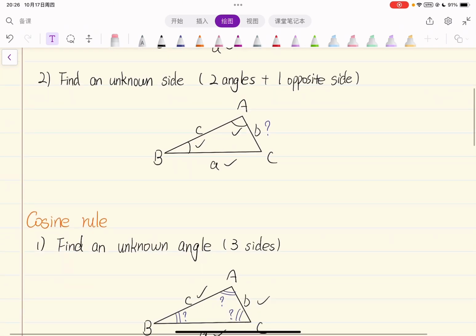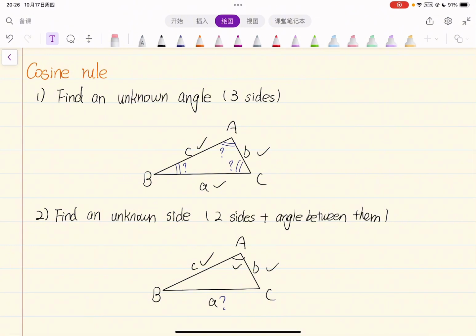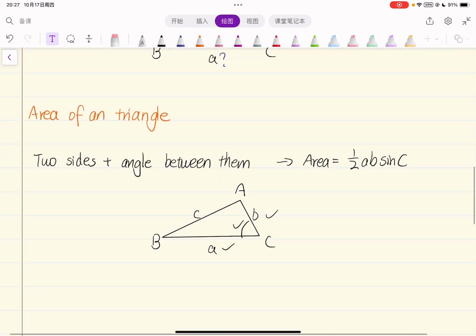If you want to use the cosine rule, it means you want to find an unknown angle if you know three sides of the triangle, or you want to find an unknown side if you know two sides and the angle between these two sides. And for the area of the triangle, you know two sides of the triangle and the angle between them, so you can calculate the area.